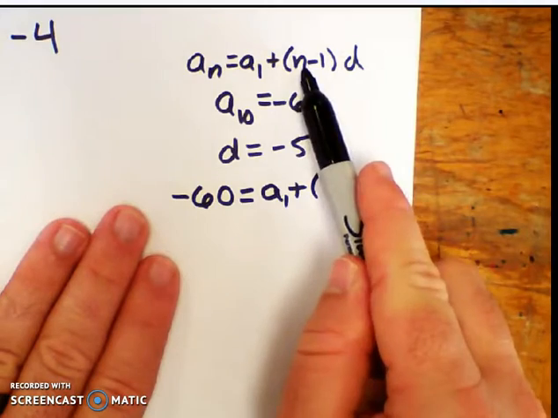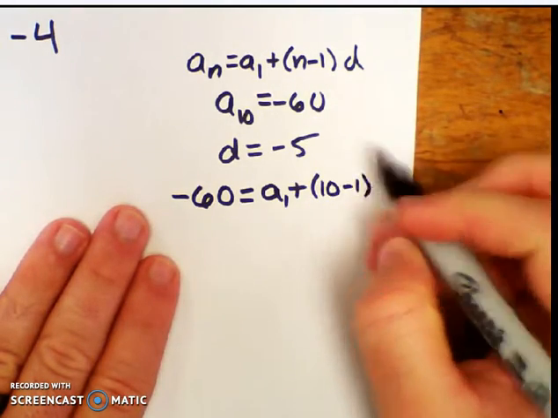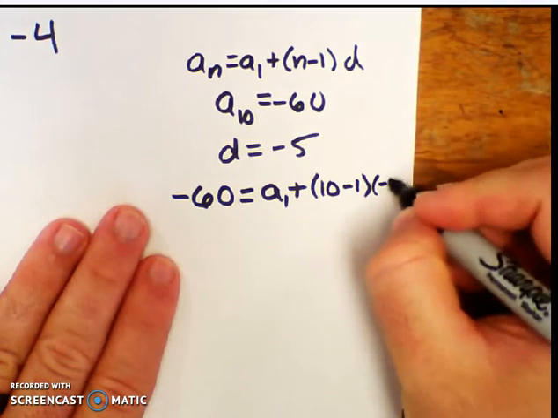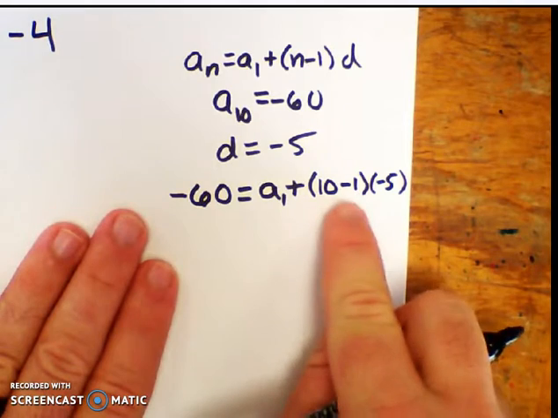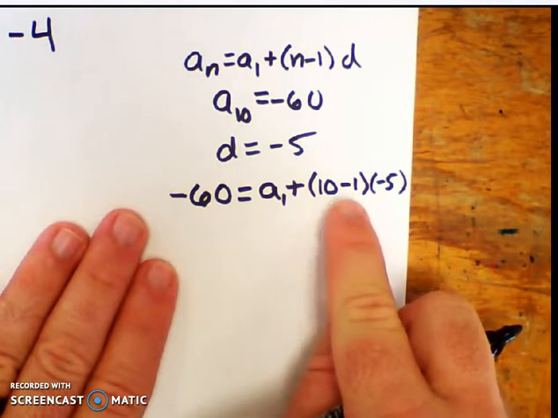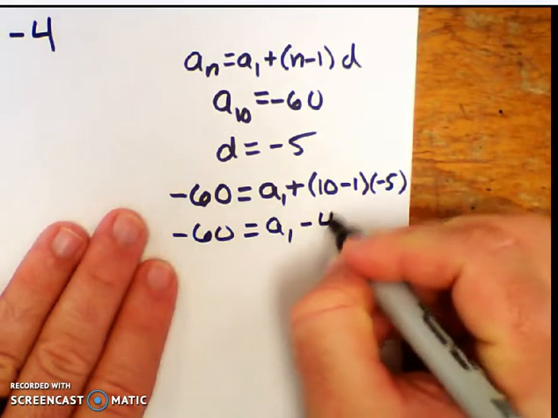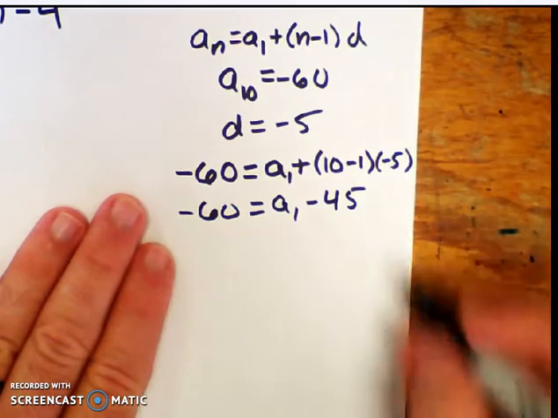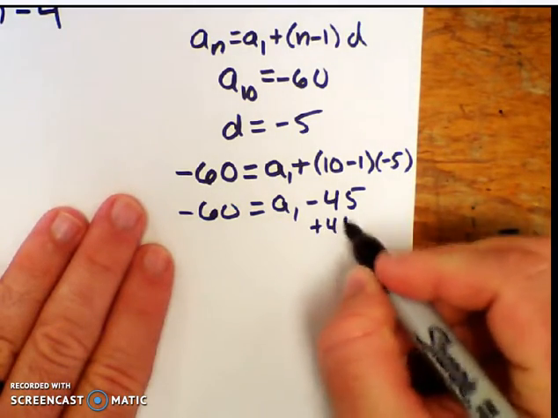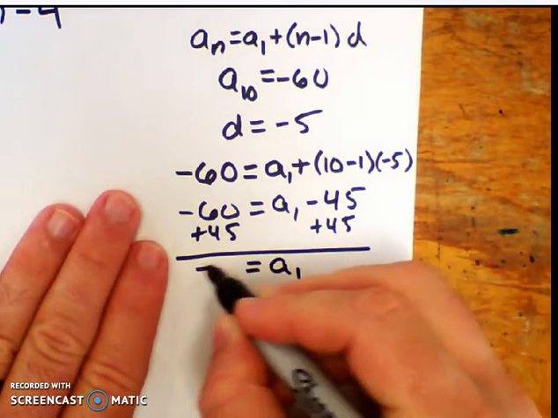N is what term they give us. They give us the 10th term. And then the difference is negative 5. So we solve this. 10 minus 1 is 9. 9 times negative 5 is negative 45. Now I can solve for a sub 1, add 45 to both sides, and you wind up getting a sub 1 equal to negative 15.